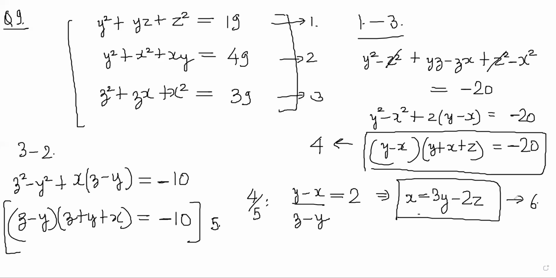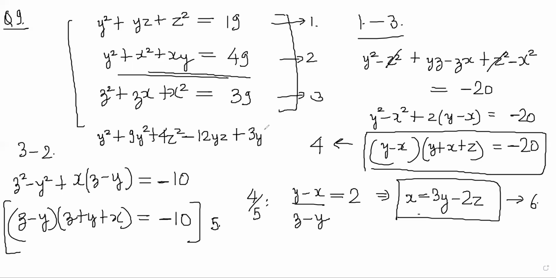Then, what should I do now? Now, I can substitute this 6 into any one equation. So I'll substitute this 6 into this one. And let's see what happens. So we get y square plus x square is 9y square plus 4z square minus 12yz, plus x into y, so 3y square minus 2yz, is equal to 49. So what I'm getting is 10y square plus 3y square, so 13y square plus 4z square minus 14yz plus 4z square is equal to 49. I'm getting.